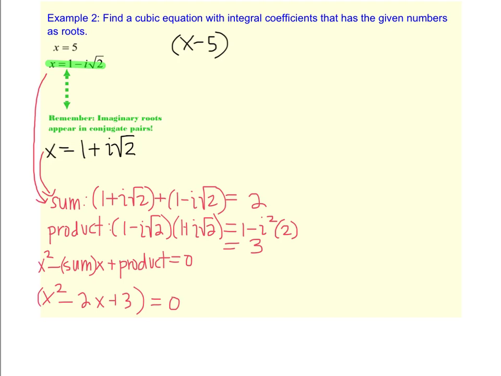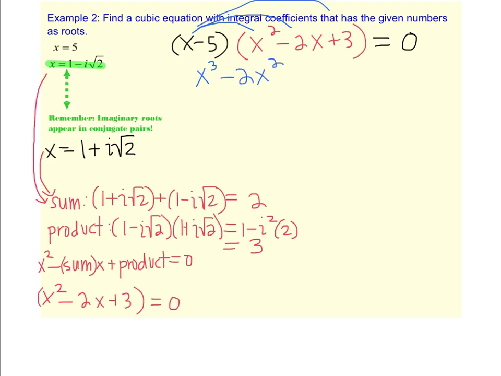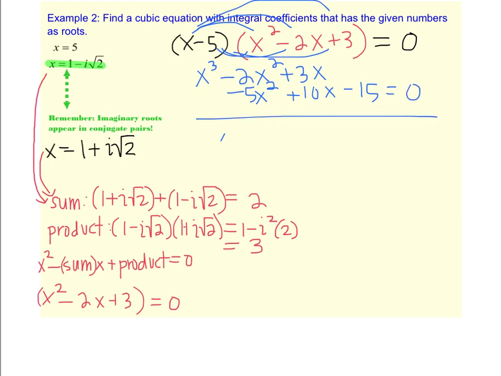So we can multiply that with our x minus 5. And then we only have to do a little bit more distribution to get our cubic equation. So we'll distribute the x to everything here. We'll get x cubed minus 2x squared plus 3x. And then distribute the negative 5 to everything: negative 5x squared, I like to line up my like terms, plus 10x minus 15. So putting that all together, our equation is x cubed minus 7x squared plus 13x minus 15 equals 0.